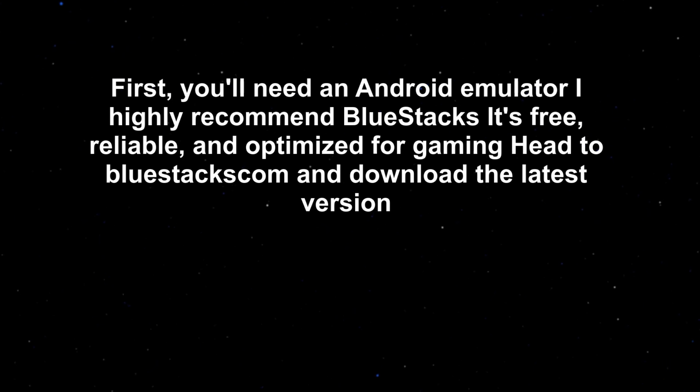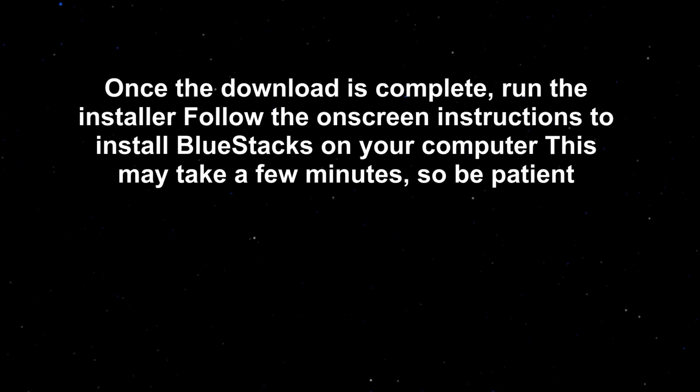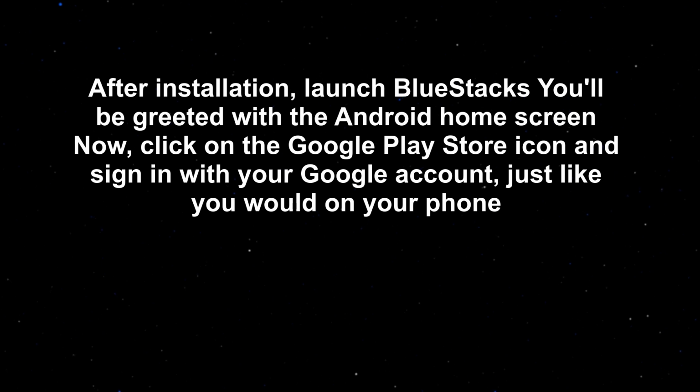Head to BlueStacks.com and download the latest version. Once the download is complete, run the installer. Follow the on-screen instructions to install BlueStacks on your computer. This may take a few minutes, so be patient. After installation, launch BlueStacks. You'll be greeted with the Android home screen.